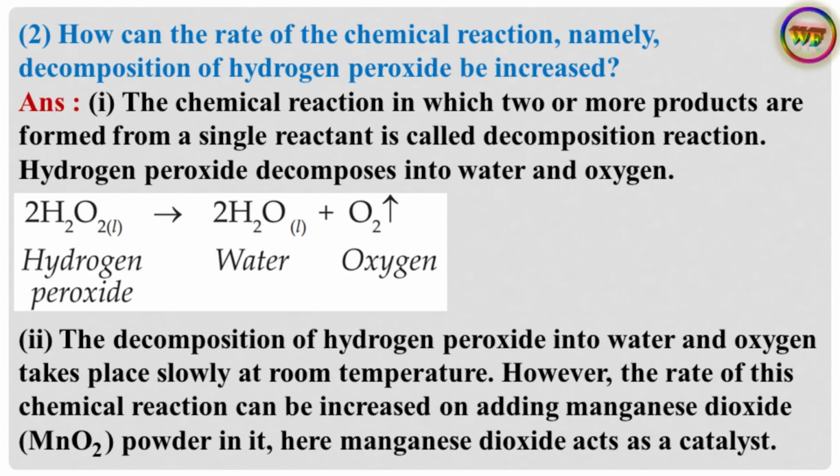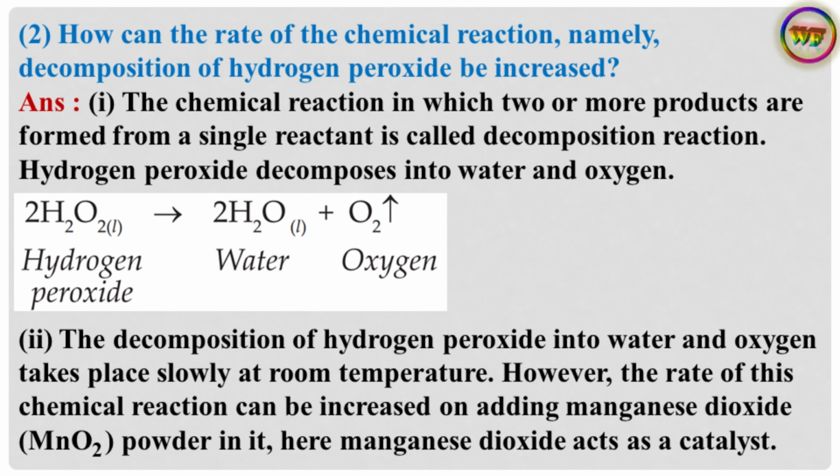Sub-question 2. How can the rate of the chemical reaction, namely, decomposition of hydrogen peroxide, be increased? Answer. Point 1. The chemical reaction in which two or more products are formed from a single reactant is called a decomposition reaction. Hydrogen peroxide decomposes into water and oxygen.